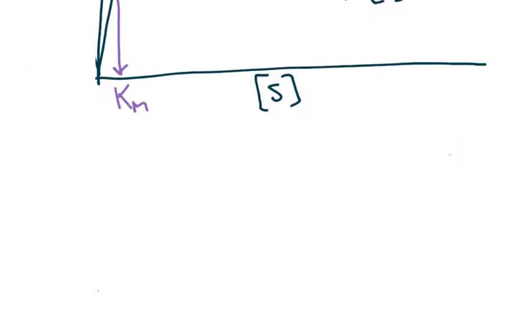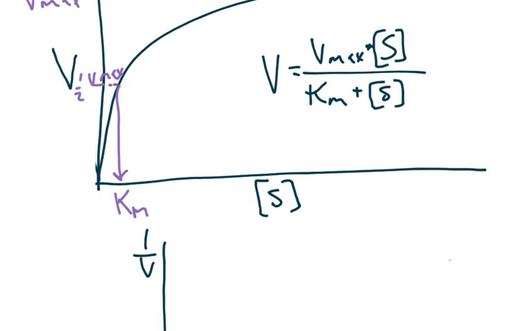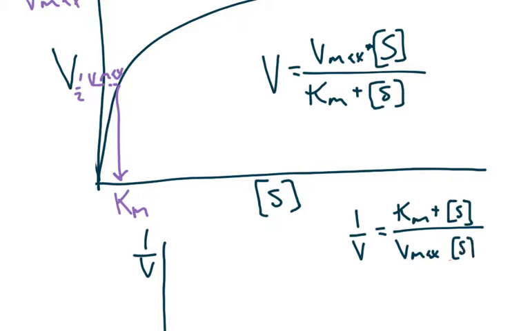Another useful way to analyze enzyme kinetics is called the Lineweaver-Burk plot. In the Lineweaver-Burk plot, we take an inverse of the reaction velocity, or 1 over V, and we graph it against the inverse of substrate concentration, or 1 over S. Now, if we look back at our equation here, we can just do the inverse of both sides to get the Lineweaver-Burk equation. So, 1 over V equals Km plus substrate concentration over Vmax times substrate concentration.